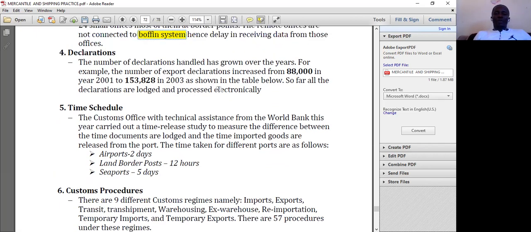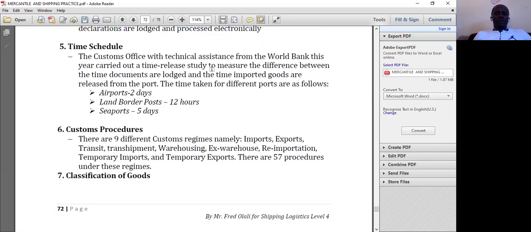Declarations, the number of declarations handled also is growing over the years. Right now, we have several numbers, which, because of the system, is workable. Right now, there was an agreement within the East African countries that they all install the single window system, and the single window is now according to the FAL Convention.